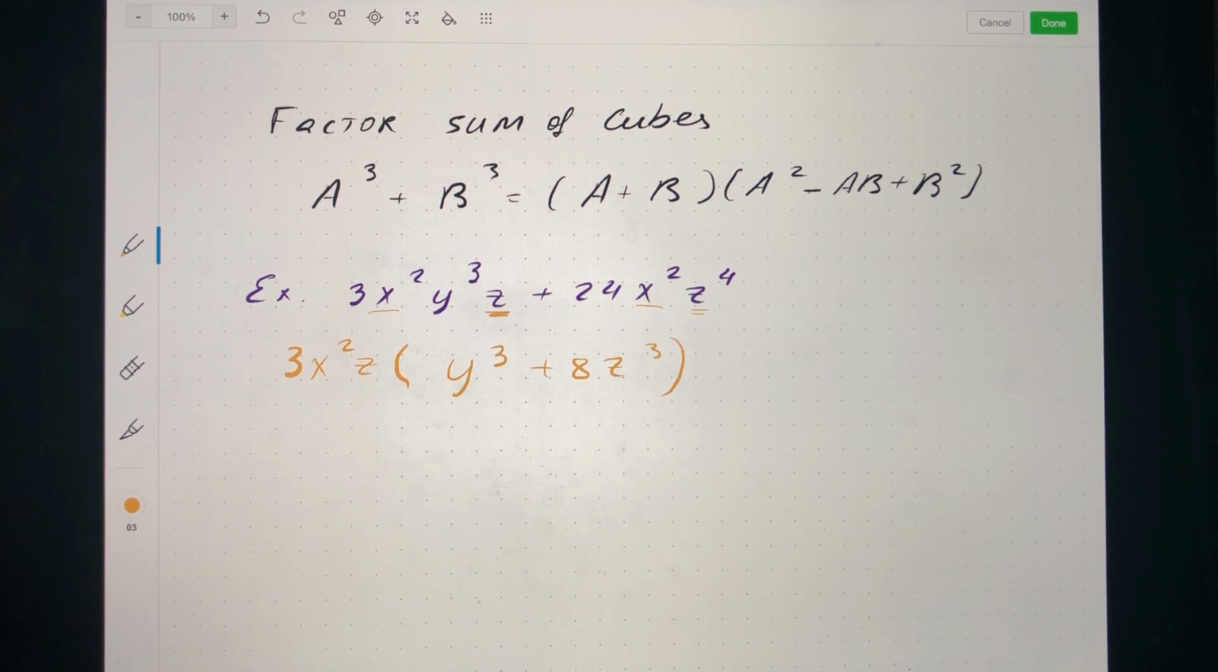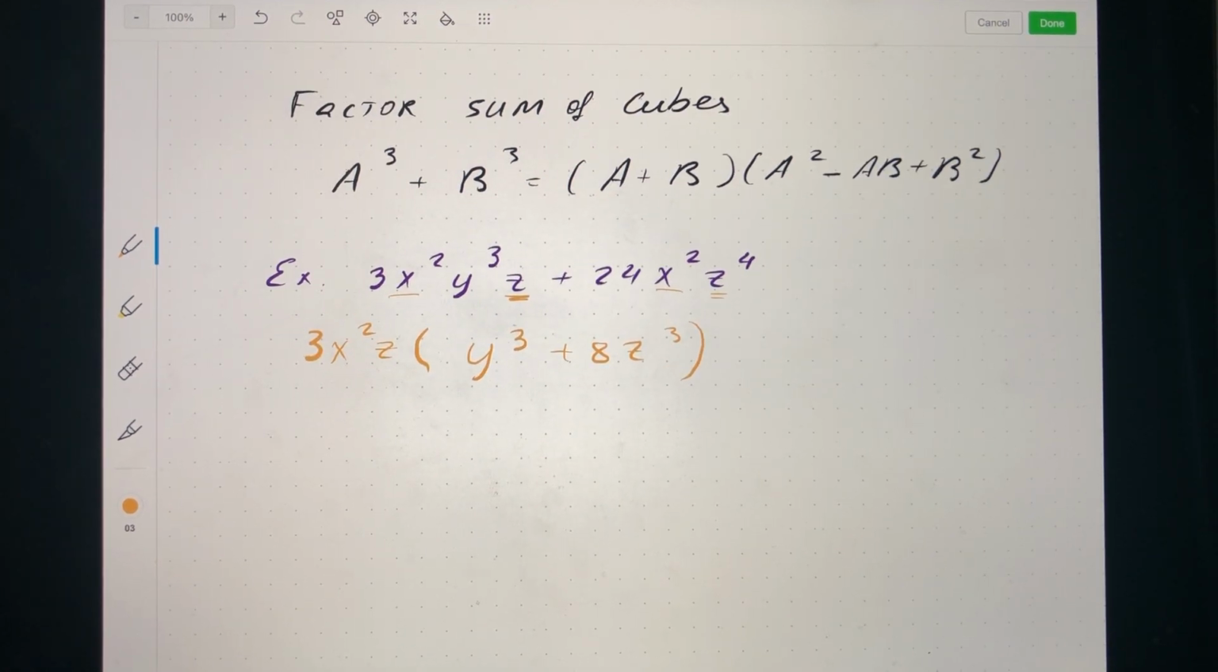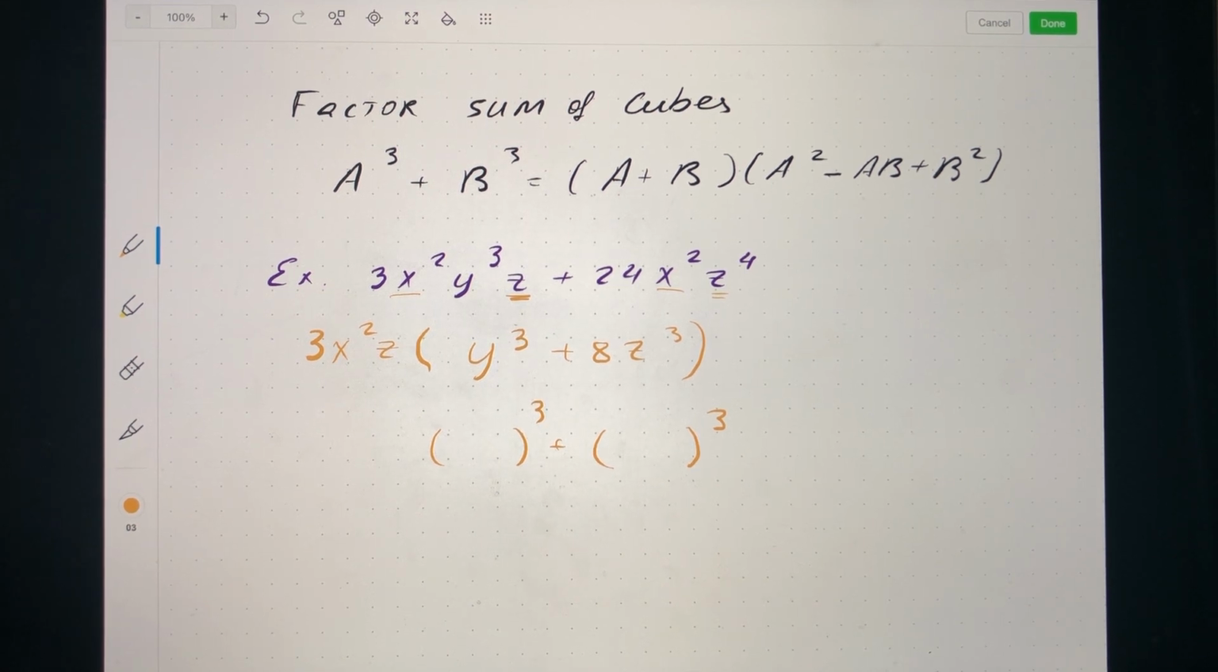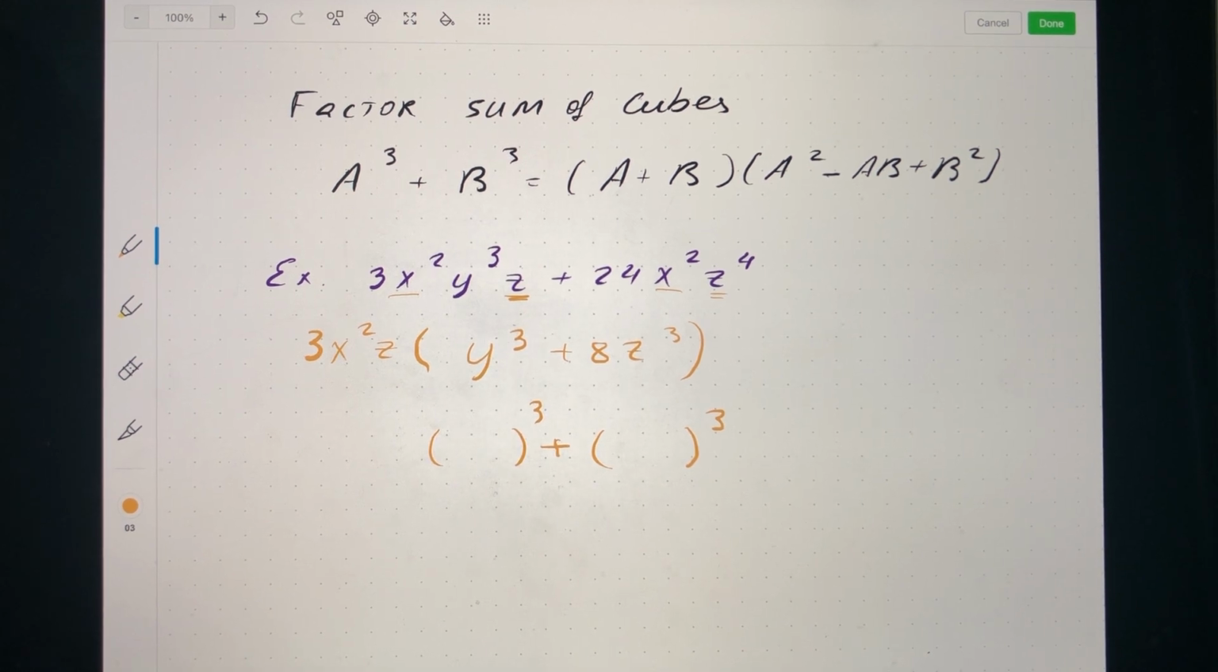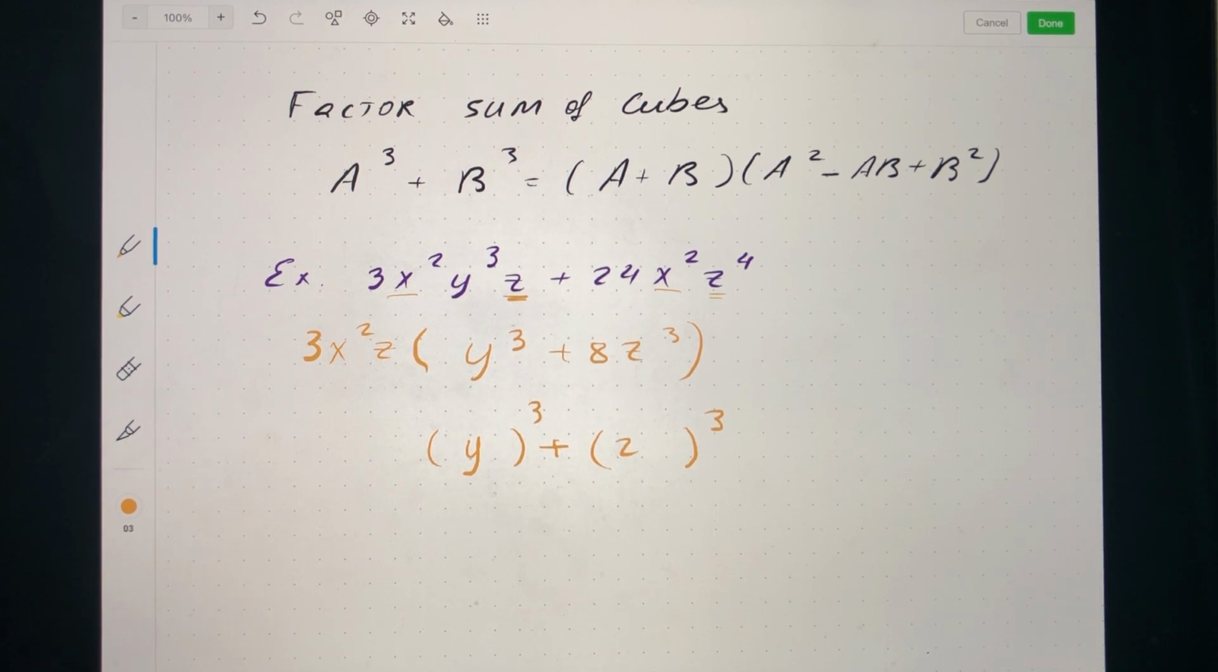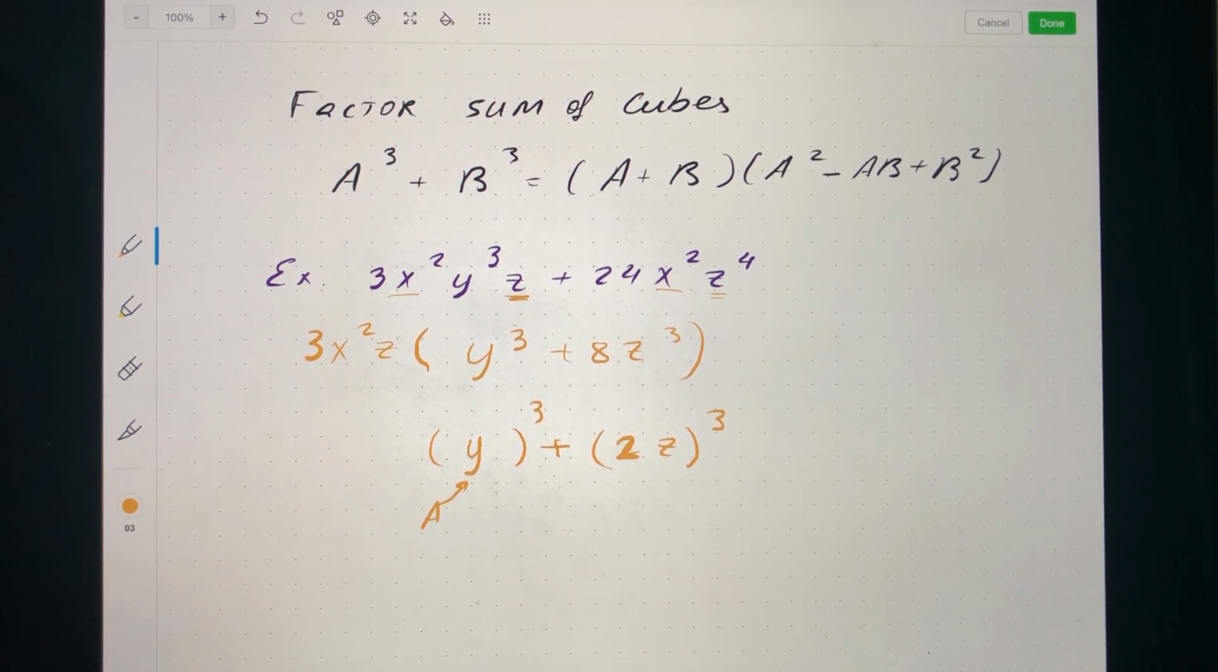So at this point, if we can rewrite y cubed as something cubed, and 8z cubed as something cubed, then we can use the formula for the sum of cubes, because we do have a plus with 2 cubes. So something cubed is y cubed, well, that would be y. Something cubed is 8, well, that's 2. And something cubed is z cubed, well, that's z. So my a happens to be y, and my b happens to be 2z.